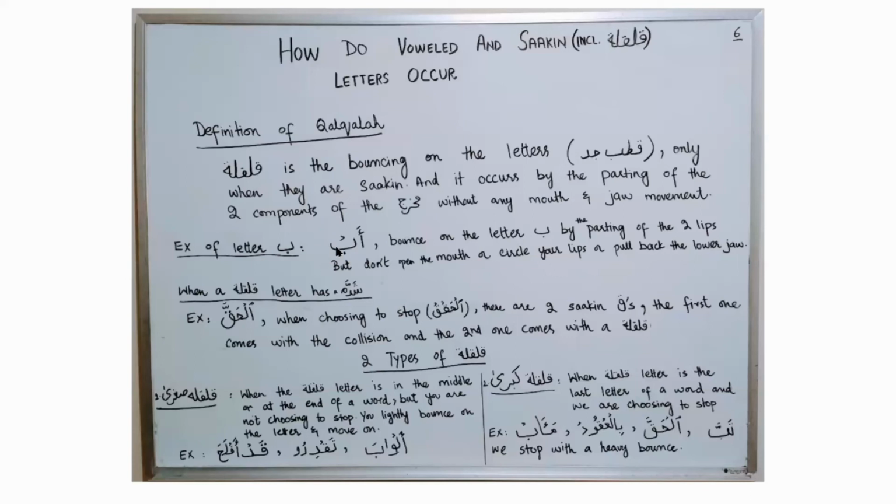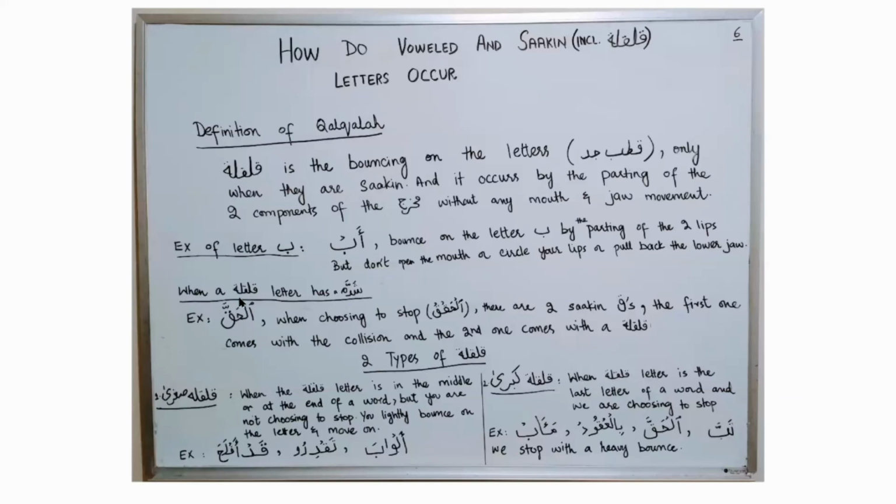Ab. If I give this letter ba with opening of the mouth, the sound will become aba. And if I say ubu, so I'm adding circling of the lips, which is wrong. If I say ibi, now I am pulling my lower jaw back, which is giving this ba a kasra. When you are reciting Qalqalah letters, try to avoid the mouth and jaw movement. Only recite them by parting the two components of the makhraj.